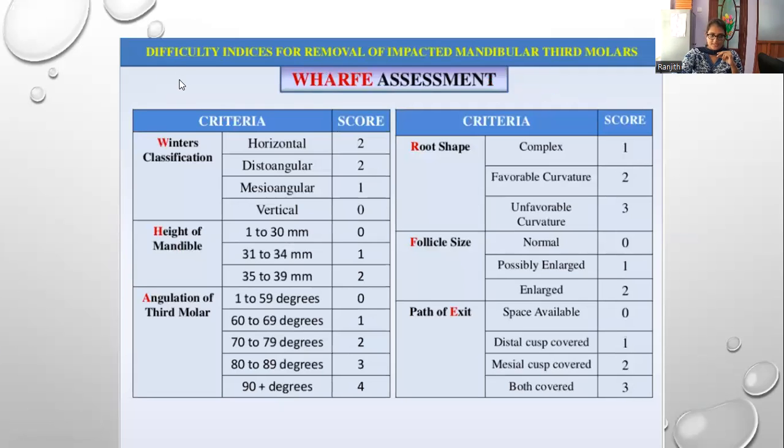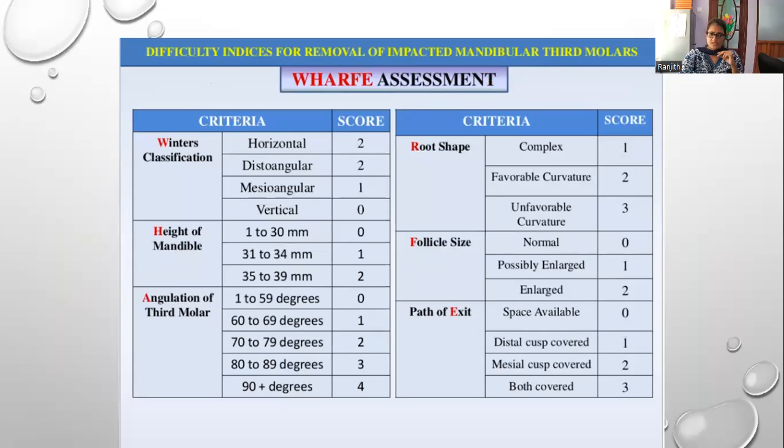Then you have the WHARFE assessment, which is also a difficulty index. The criteria are: W stands for the Winter's classification, H stands for the height of the mandible, A is for angulation of the third molar, R is for root shape, F is for follicle size, and E is for path of exit. So the Winter's classification is as horizontal, distoangular, mesoangular, and vertical.